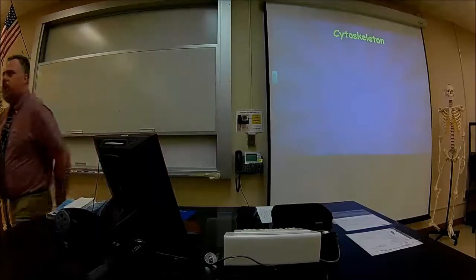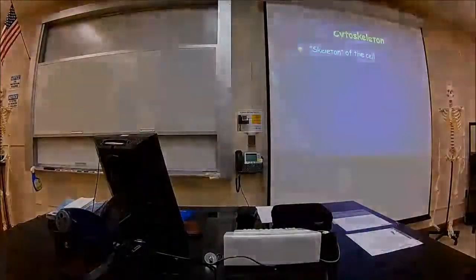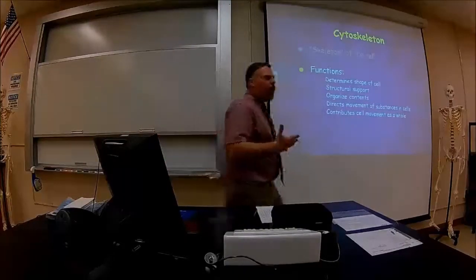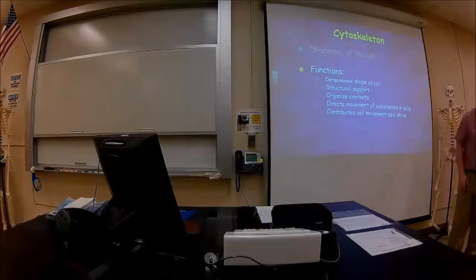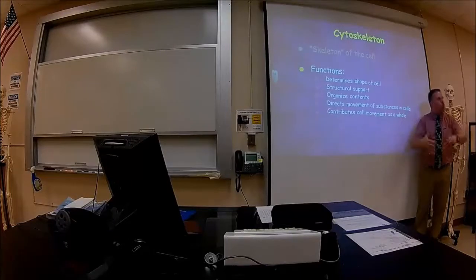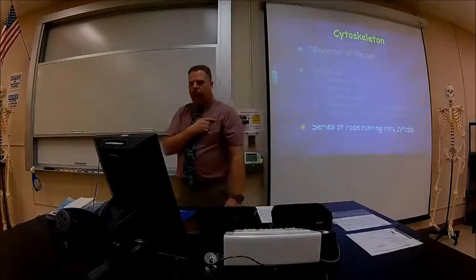Then we have this cytoskeleton, okay? Cytoskeleton is just what it sounds like. It's the skeleton of the cell. Okay? And the functions of this is that it's going to determine the shape of the cell, the structural support, organize contents that we're going to talk about in there, all right? And it's going to direct movement of substances and contributes to cell movement, should the cell be moving. Some cells might have amoeba-like movements. And this is what's going to help it do that.